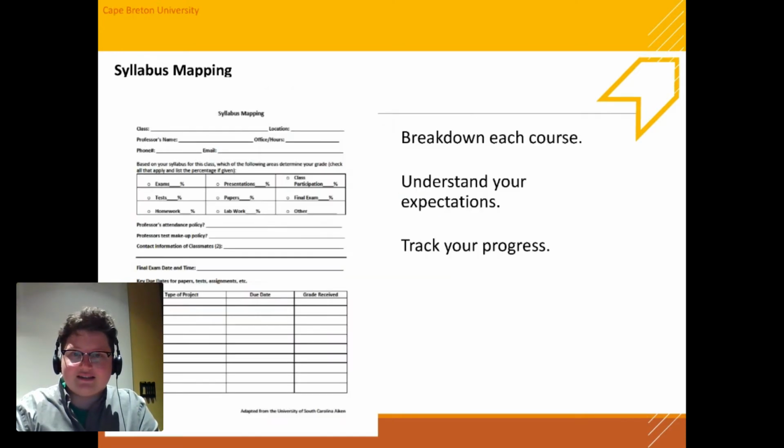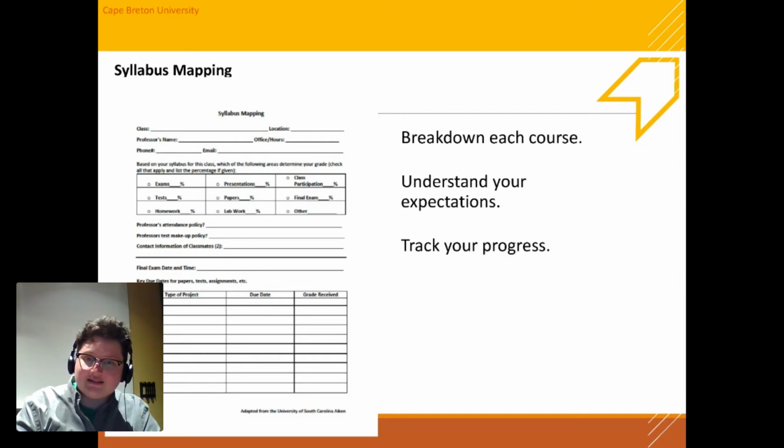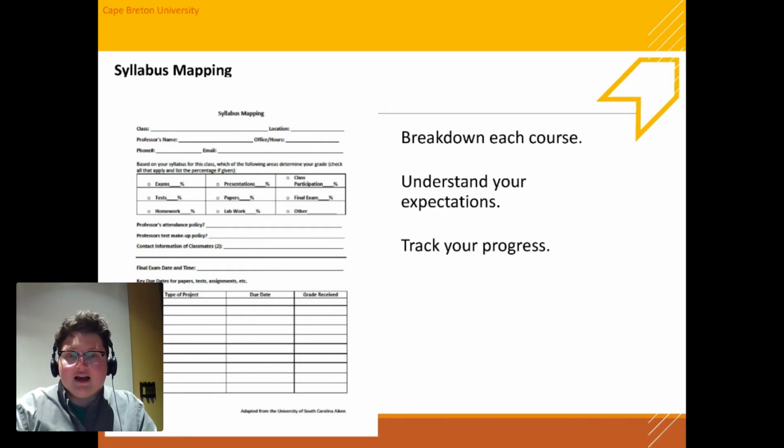So, before we get too far into that, syllabus mapping breaks down each of your courses to help you understand what the expectations are for that particular course. You can break down your course by percentages, and also you can write in the type of project that you have, when the due date is. And this is also really great to track your progress because when you receive a grade, you can put in grades received in that column there. And that can help you as you're going through, say you're halfway through the semester.